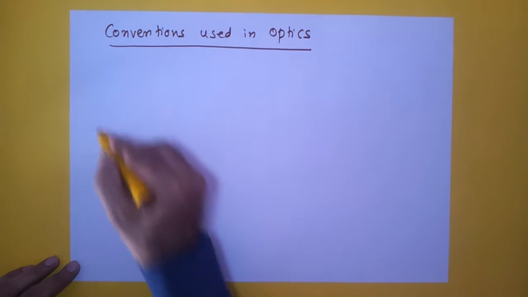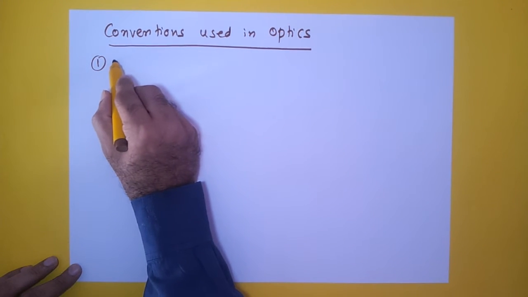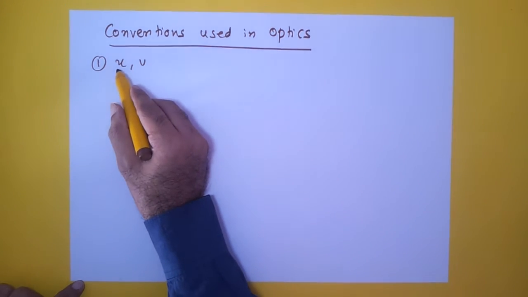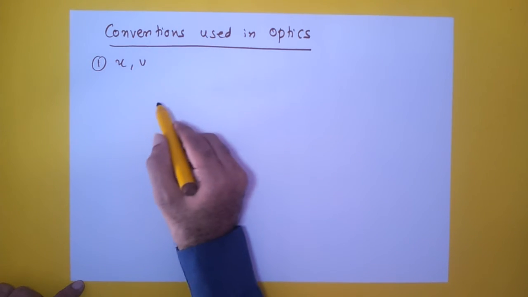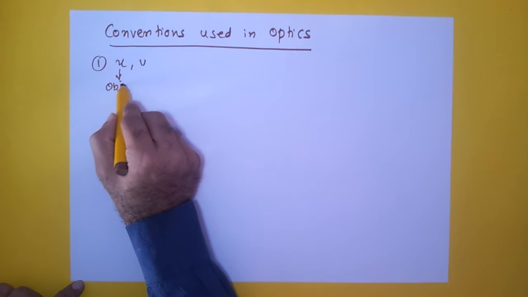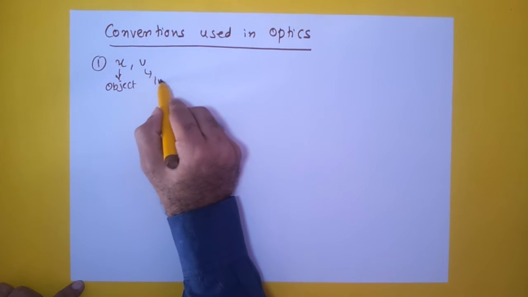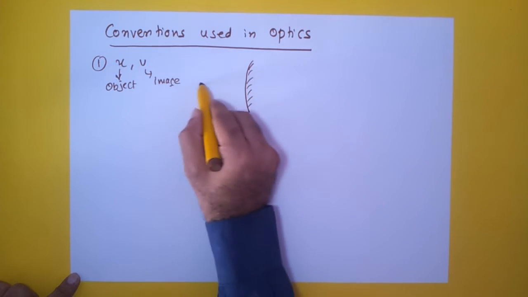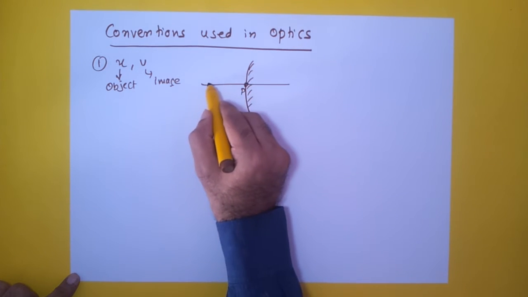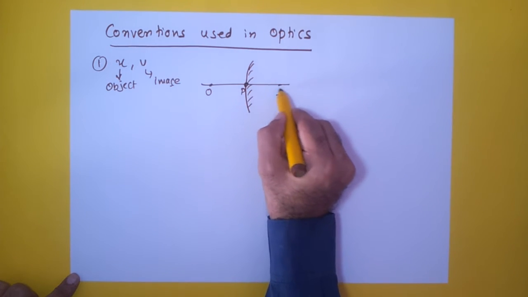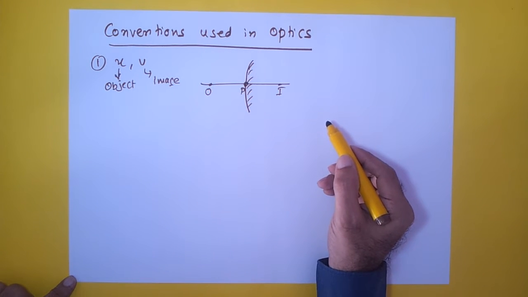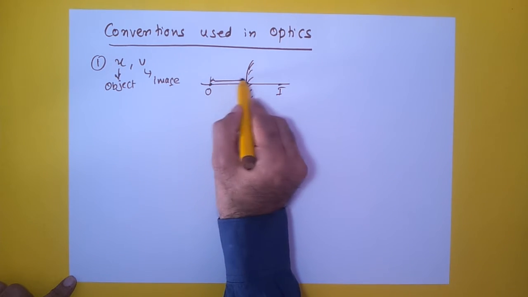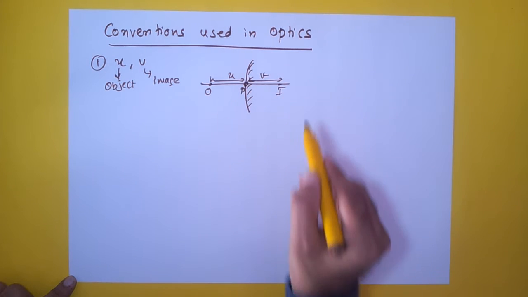So a brief short video on various conventions used. The first convention that is used in optics or spherical mirror is U and V, that is the distance of the object and distance of the image. So we will use the symbol U for distance of the object and V for distance of the image. If I take, let us say, a mirror, we know this is the pole of the mirror. Let us say this is the object over here, and let us say the image is over here. I'm just taking random cases, right? So OP represents distance of the object. So this distance is U and this distance is V.